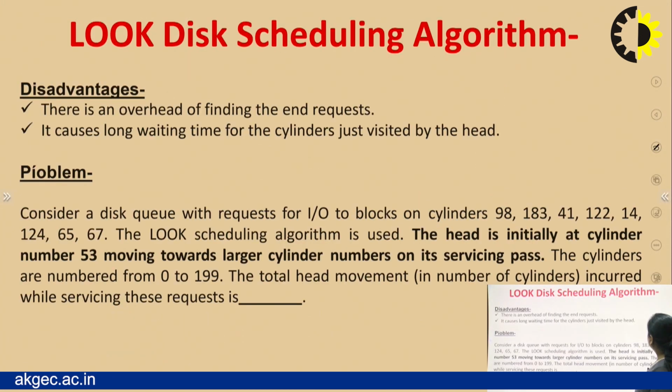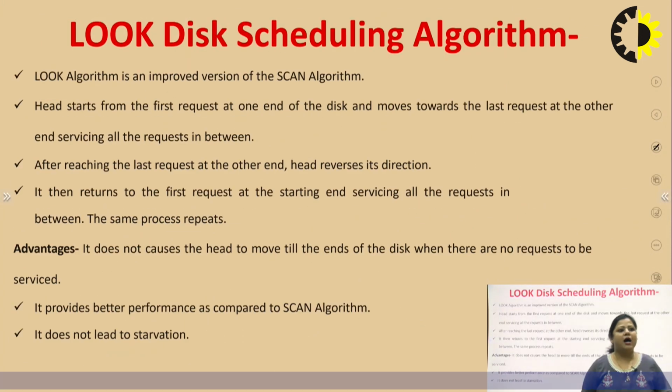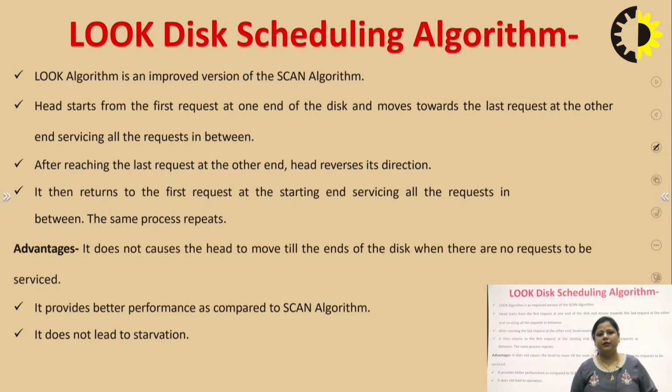So, here after reaching the last request at the other end, the head reverses direction and then returns to the first request at the starting end, servicing all the requests in between. The same process repeats again and again. Now, what are the advantages of this disk scheduling algorithm? It does not cause the head to move till the end of the disk when there are no requests to be serviced. It provides better performance as compared to the SCAN algorithm, and it does not lead to starvation.